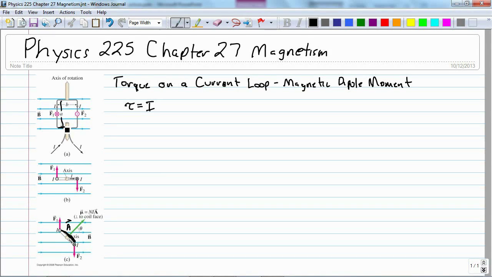There's no contribution due to these horizontal sections, only in the vertical. So times a times the magnetic field, and now I have to figure out my lever arm. Well, the total distance across is b, and if I take half of that, that's little b over 2. And here we have this angle, and we're going to have the sine of theta.